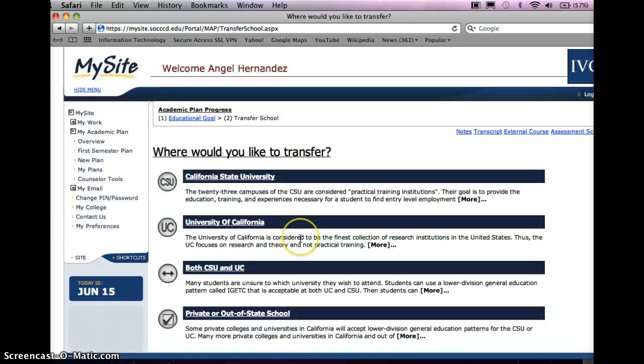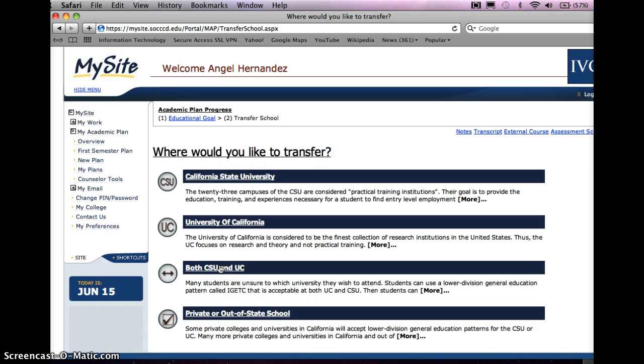Keep in mind these are the steps you will follow when you develop your educational plan, which is the next homework that is due the following week. Once you get to where would you like to transfer, there's a couple of options: California State University, University of California, both CSU and UC, private or out-of-state schools. For the purpose of my exercise, I'm going to go ahead and click on both CSU and UC.